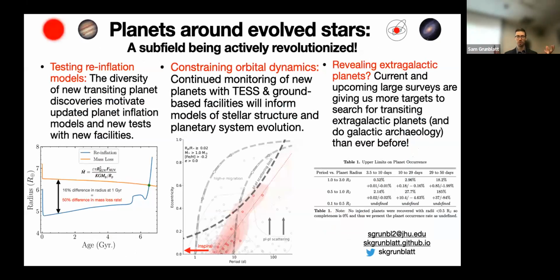So, yeah, that's pretty much all I had to say. In summary, planets around evolved stars are really great for testing reinflation. They're really great for understanding orbital dynamics. And TESS has really been super fundamental for doing all of those things. Hopefully, if it continues to operate, it will let us get to the next level where we can test these final things that I mentioned today. And we might even be able to reveal these extragalactic planet populations, which we started doing with TESS, and I think we can take even further with new missions like Grunblatt. So yeah, thank you very much, and I'll take any questions you have.